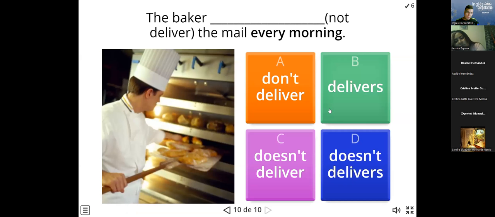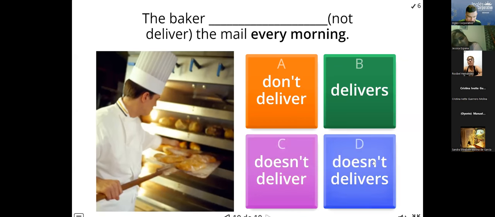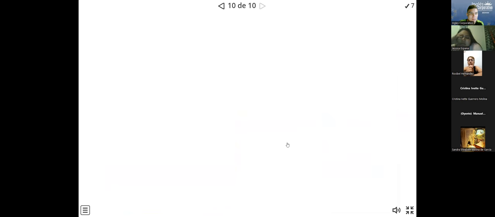She ate. The baker doesn't deliver. Delivers. I think it's C. C or D? D. Okay, some of you said D and some others said C, but I need just one. Okay, so which one? C or D? C. Remember, when we have the negative form, we don't add S or ES.